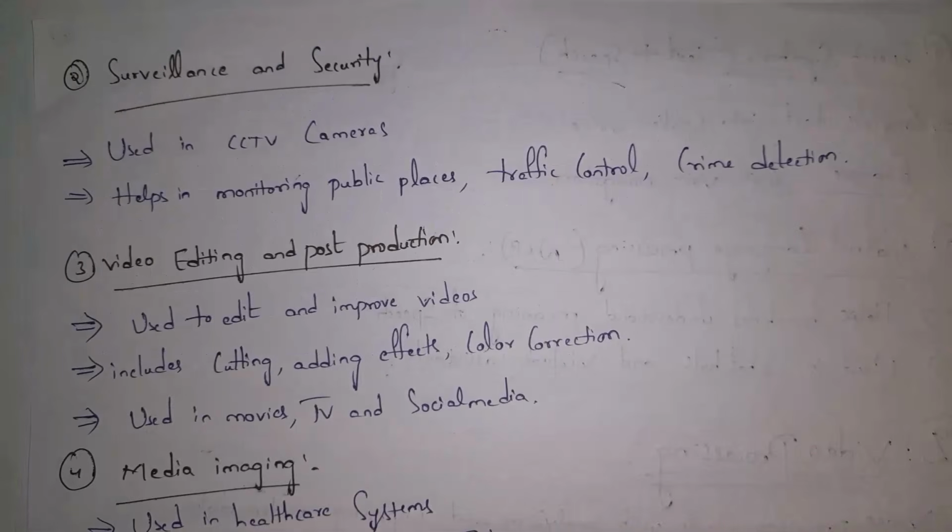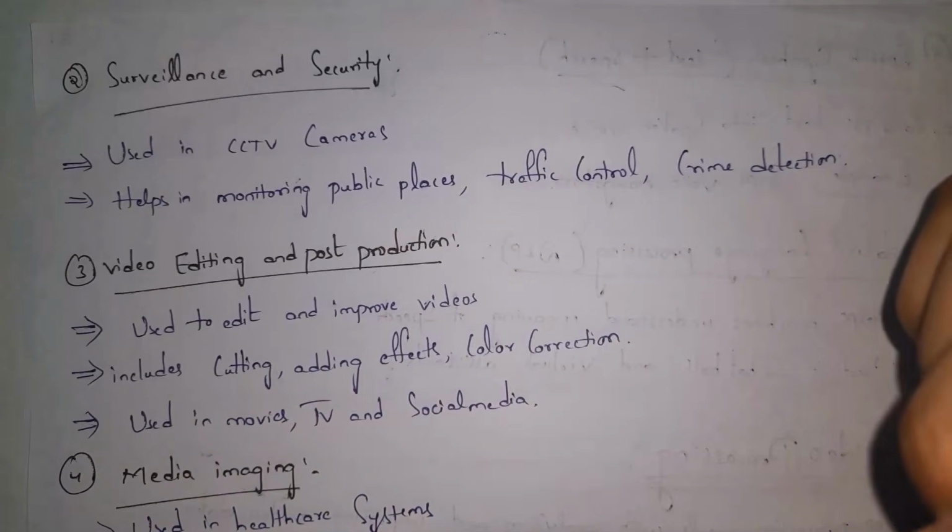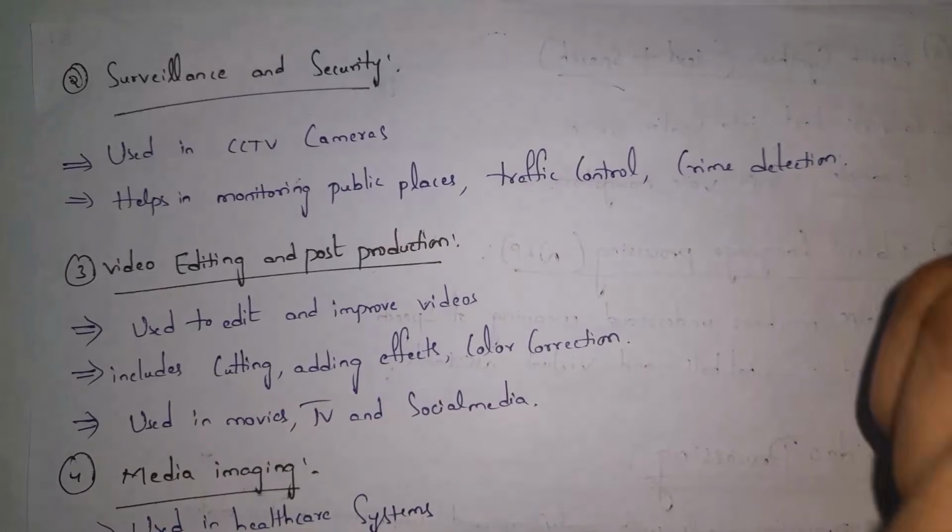And we need video processing in surveillance and security. By using CCTV cameras, we can monitor public places and we can monitor traffic control and we can also detect crimes. So in surveillance and security, we need video processing. Automatically cameras can capture crimes, accidents, etc.